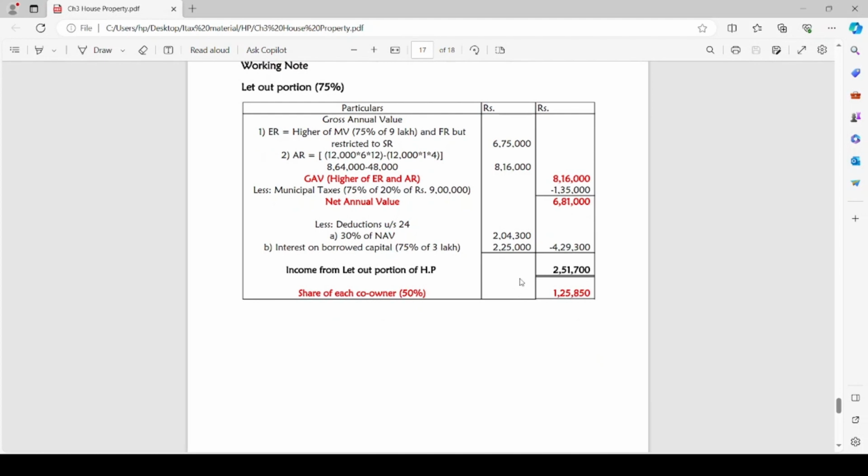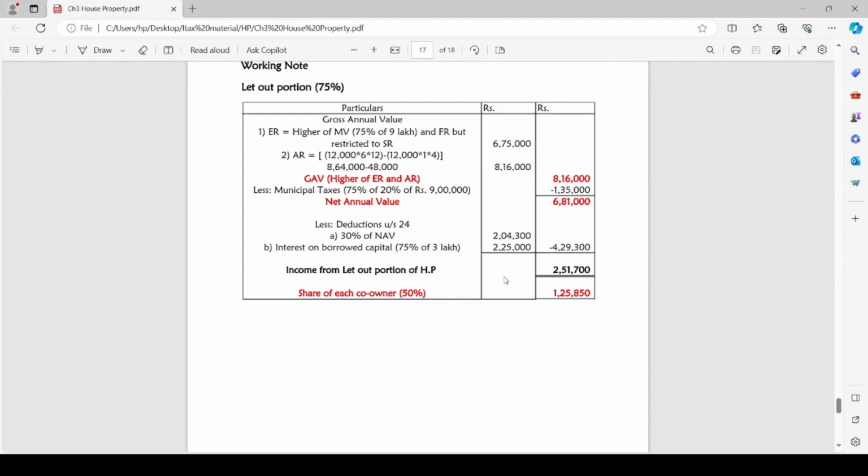From this, the third step is providing deductions under section 24. Under section 24A, we provide standard deduction at the rate of 30% per annum, 30% of NAV. That is, the NAV is standing at rupees 6,81,000. 30% of 6,81,000 is 2,04,300.